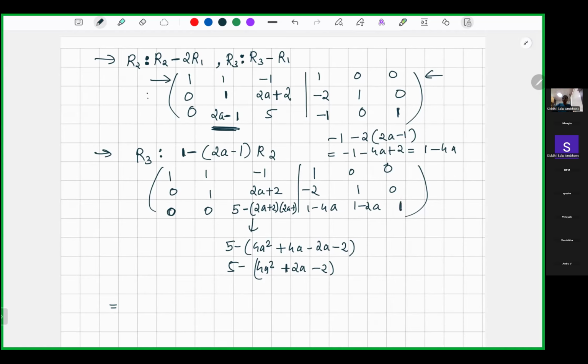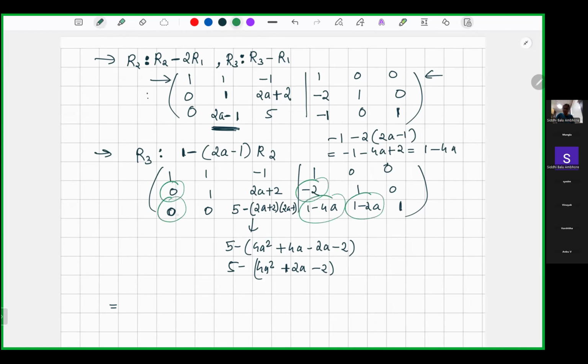Note that the way I am making this entry 0, this entry 0, this entry 0 in the resultant matrix, I'm actually getting the corresponding entries. The moment I make the 0s here, the corresponding matrix here changes and gives me the corresponding entries of the inverse matrix, and so on.